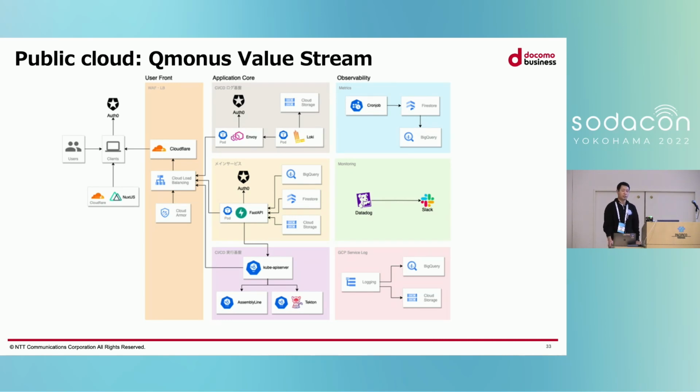The Kumonas value stream uses multiple GCP products and SaaS to build the system. The core functionality is all built on the Google Kubernetes Engine, GKE. On GKE, we run API servers for crucial functionality, Kubernetes custom operators for CI/CD functionality, and Loki for logging infrastructure. Kumonas defines the custom resource called assembly line to configure the CI/CD pipeline.